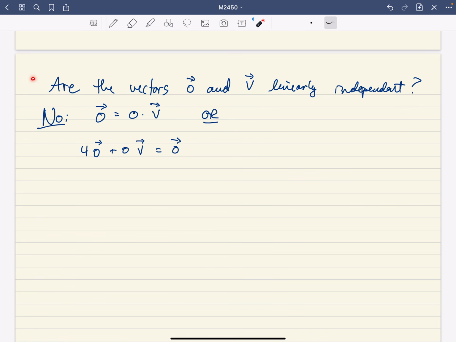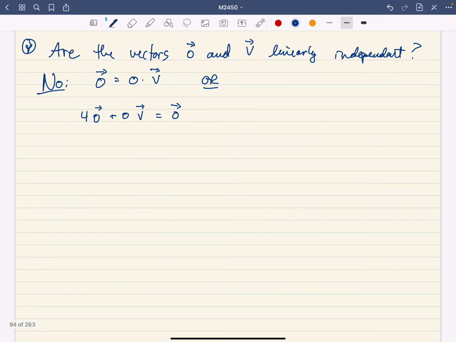So it turns out that whenever you include 0 in the mix, you automatically lose linear independence. It doesn't matter what the vector is, what the vector space is, the 0 vector and v, whatever vector v is, are never going to be linearly independent. Okay.